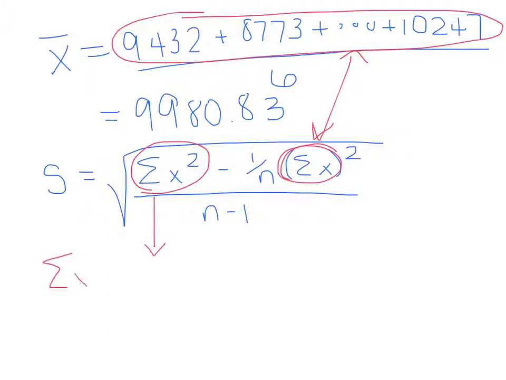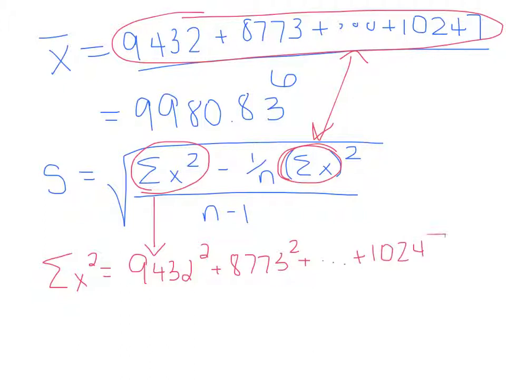So for the sum of the x squares, remember what you have to do is take 9432, square it, add 8773, square it, and keep doing that all the way down to 1024.7 and square it. So you'll add all those up. So for me, that squared number, I got 600,949,783. Okay, so I now know what my sum of my x squares is.